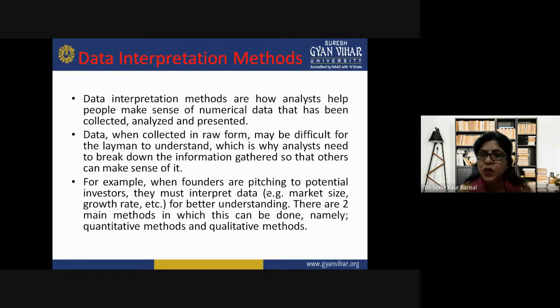Your research work will be useful for others only if you interpret things in a very good way. For example, when founders are pitching to potential investors, they must interpret the data, market size, growth rate, etc. For better understanding, there are two main methods in which this can be done, namely quantitative methods and qualitative methods. We are going to understand them one by one. So let's understand, students.